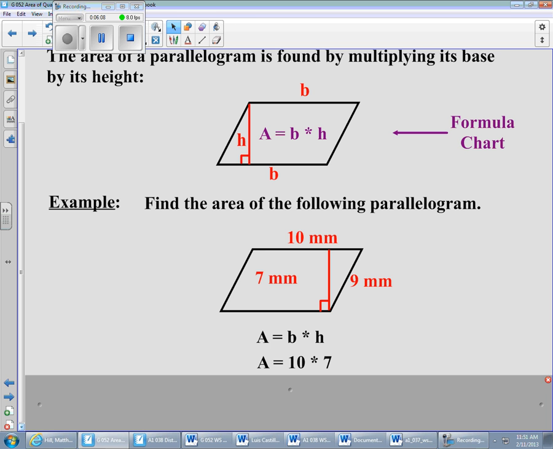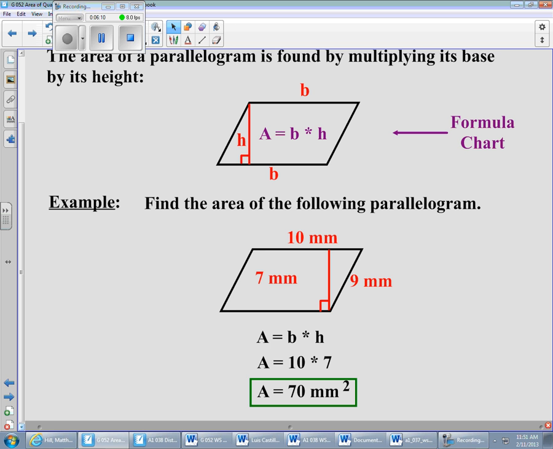10 times 7 is 70, and just get accustomed to the fact that whenever you do an area calculation, you are going to end up with units of measure in the second dimension. Okay, so you have millimeters on each of the side lengths. Side lengths is a first dimensional measurement. So when you go into area, you're going to end up with a second dimensional measurement, 70 millimeters squared.